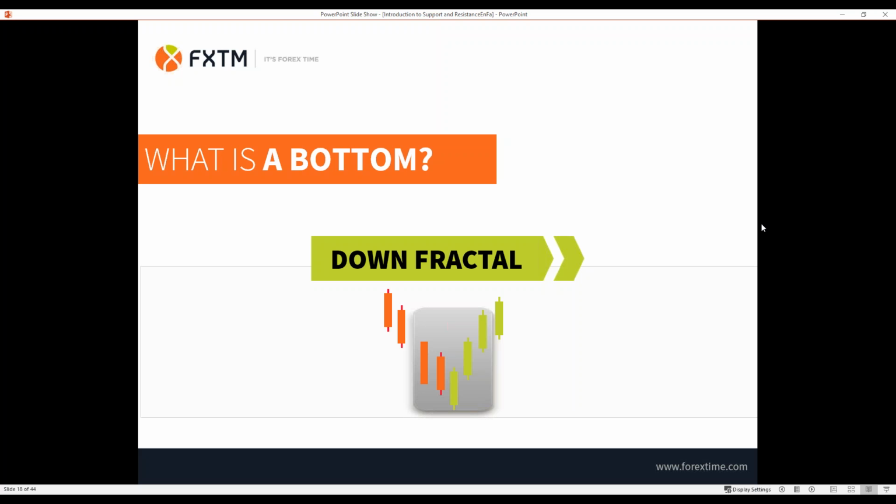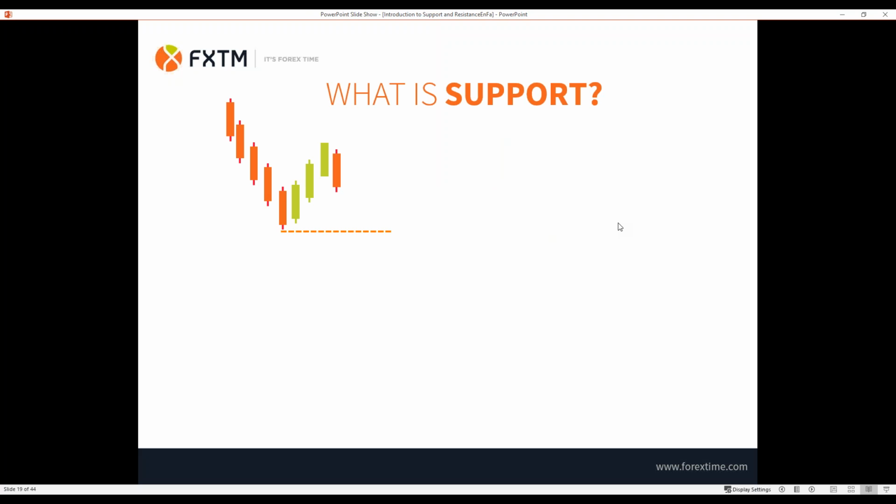Okay, sorry about that. And now we have another question. Can the high shadows of candles be seen as one resistance level? Yes, shadows are included. The question is, should we include the shadows of the candlesticks? The answer is always. Very good. Let's go on. What is support? Obviously, support is the same as a bottom.